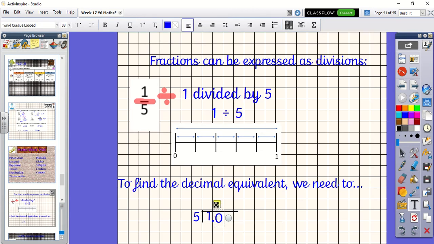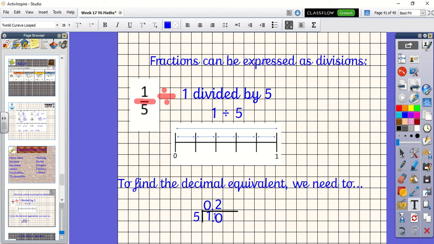Okay, I didn't use that 1, so I need to carry that 1 over to the 0. Just make that a bit smaller. There we go. So it would be how many 5s go into 10, and I know that is 2. So that is my answer there, and I need to just put in that 0 to say that that didn't go right. Okay, so the decimal equivalent to 1/5 is 0.2.